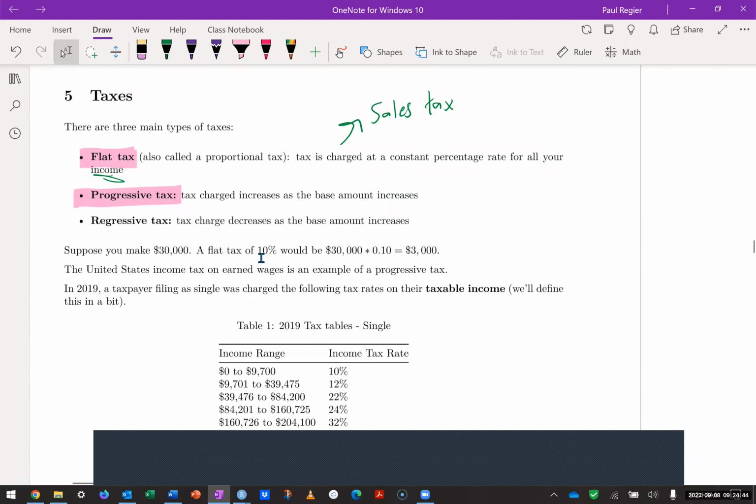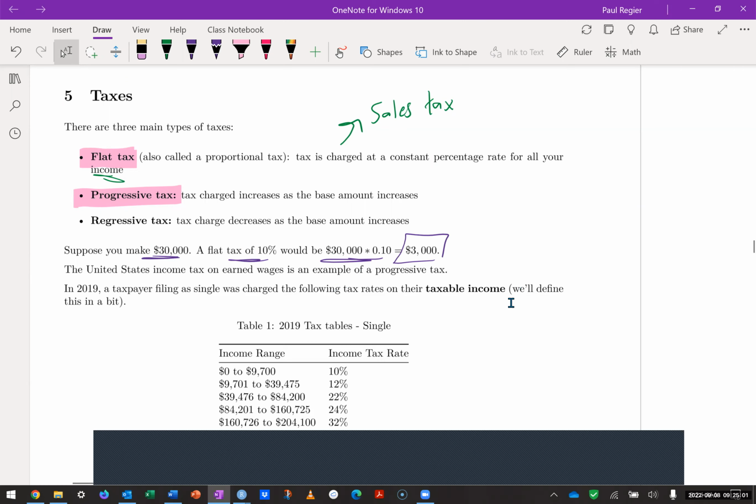So let's talk about the flat tax. If you make 30,000 and there's a flat tax of 10%, that's just 10% of 30,000. So 3,000 is what you pay. Okay, but that's not what we have in the United States. We have a progressive tax.